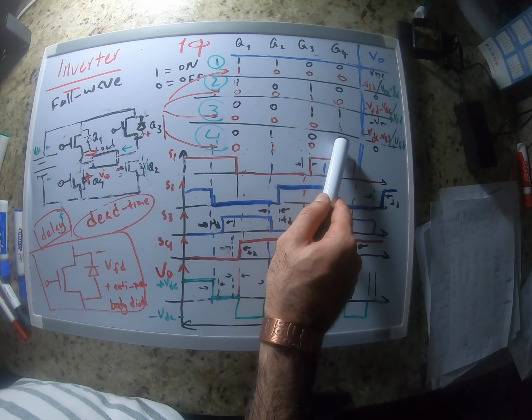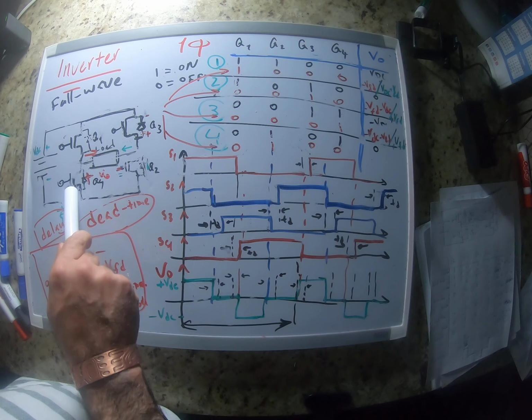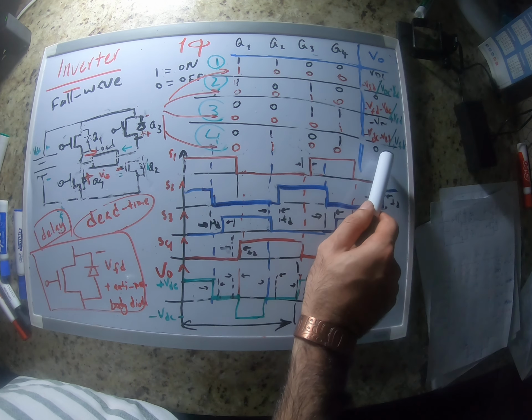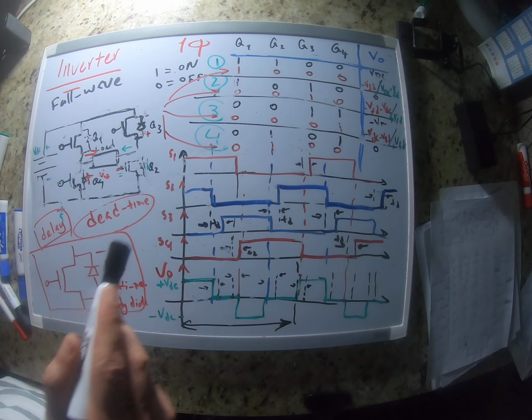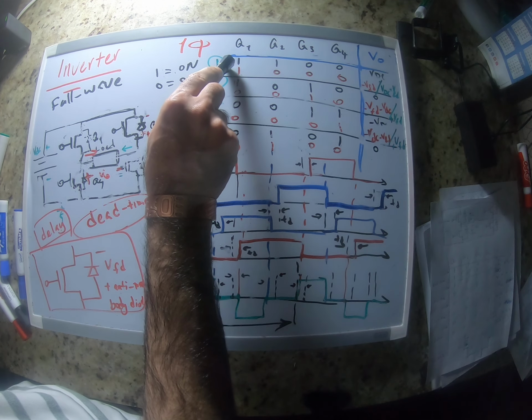Switch 2 and switch 4 are on. 2 is on, 4 is on. That's going to create a short circuit against the load. That's why the voltage is 0. Now we're going to go back from state 4 back to state 1.